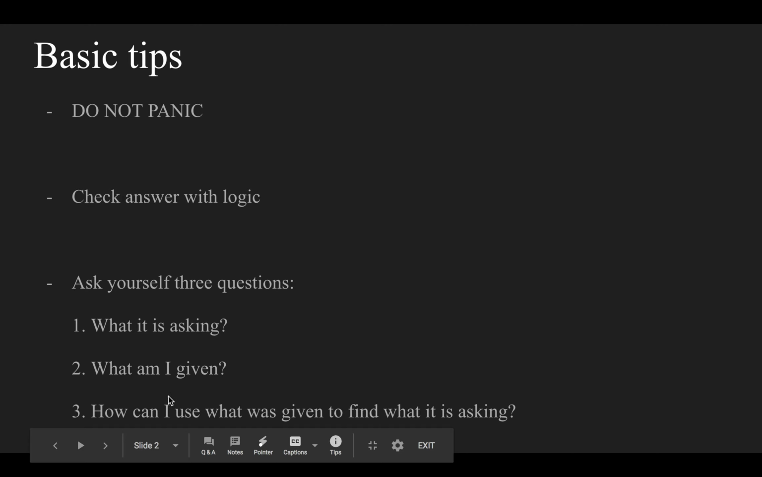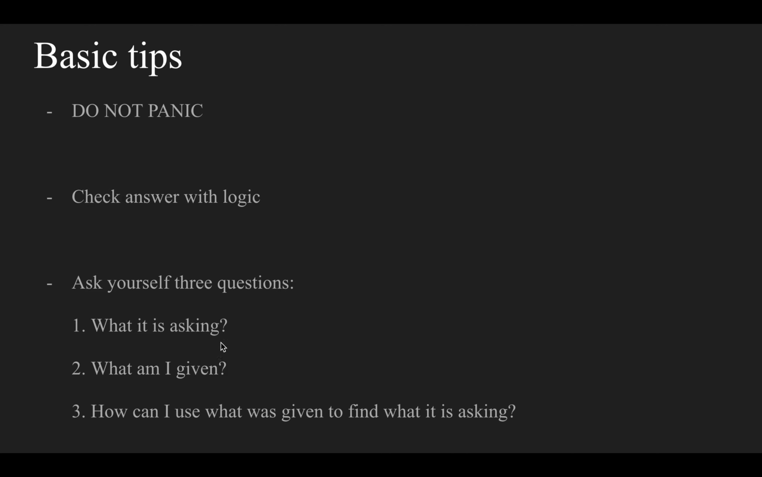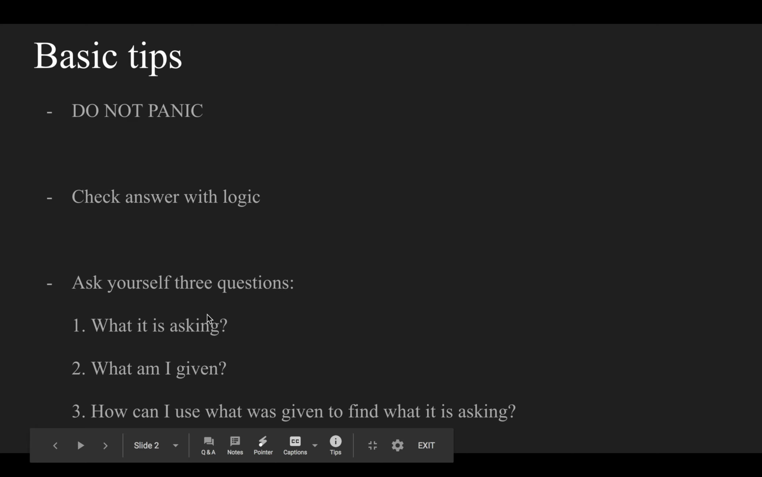Now, it's also going to give you something. What am I given is the second question you want to ask yourself, because it has to give you some kind of information if it wants you to solve anything. And then your third question is going to be, how can I use what it has given me to find out what it is asking? So how can I use the information it gave me and give it back the information it wants? That's really what it's asking you to do. All you have to do is be able to transform the information it gives you into the information that it wants. That's what a word problem is.